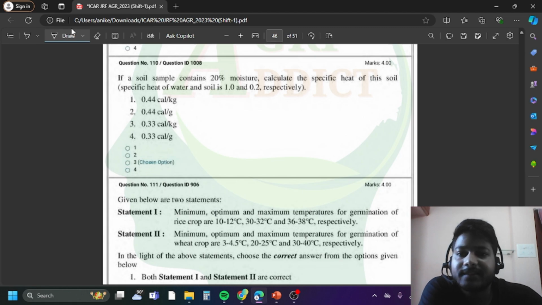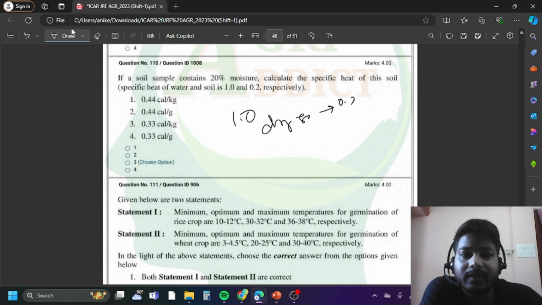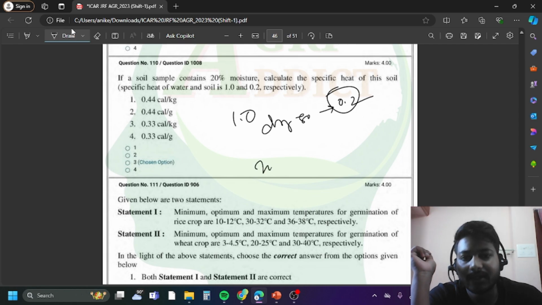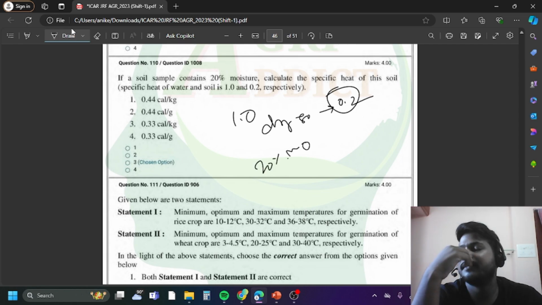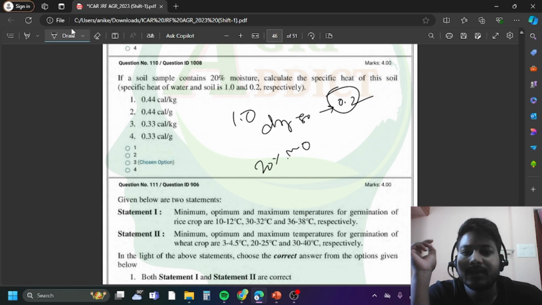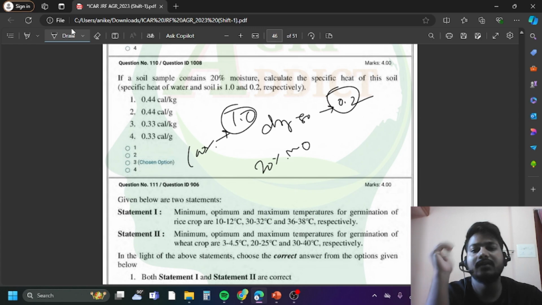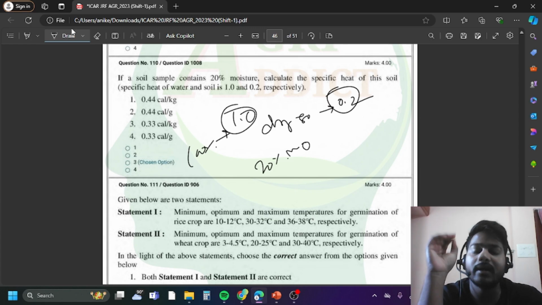So they have given specific heat of water is 1 and specific heat of soil, meaning dry soil, is 0.2. Okay, so now in this dry soil 20% moisture has come up. Okay, so suppose a soil has 100% moisture, the specific heat will be what? 1. Yes or no? If a soil contains 100% moisture, the specific heat of that soil will be 1.